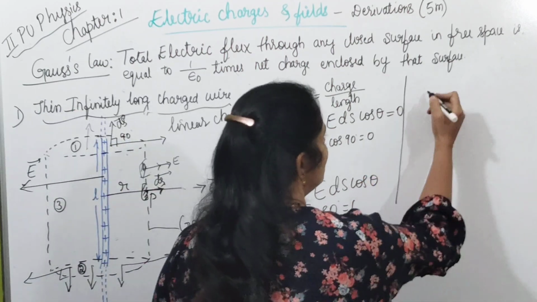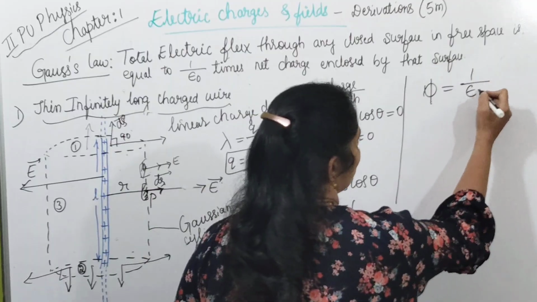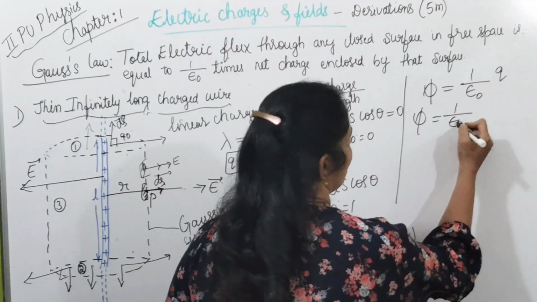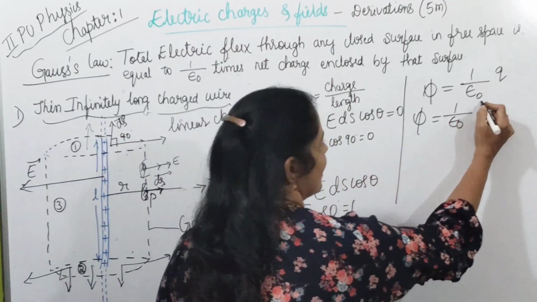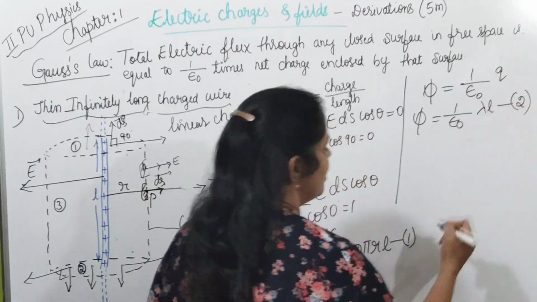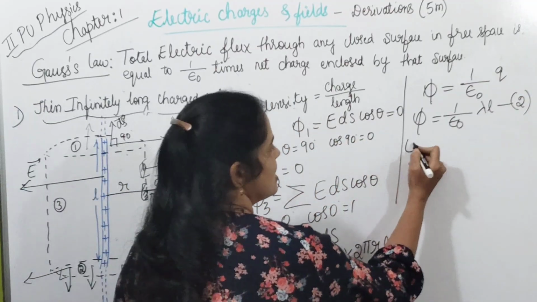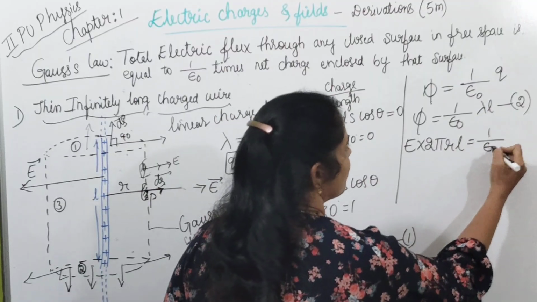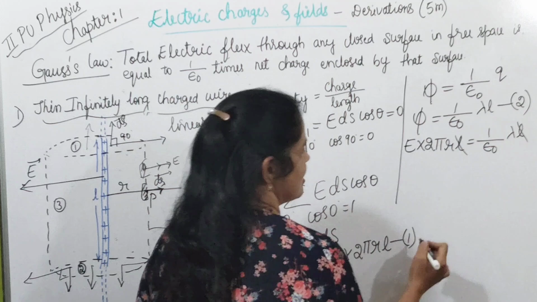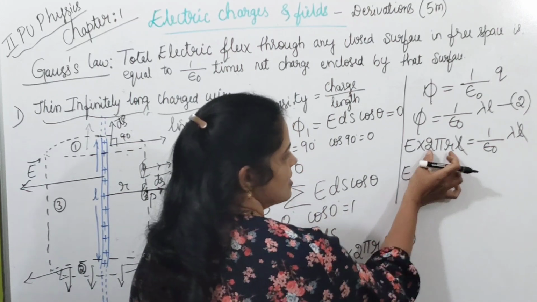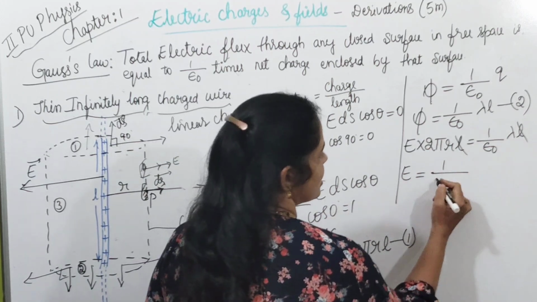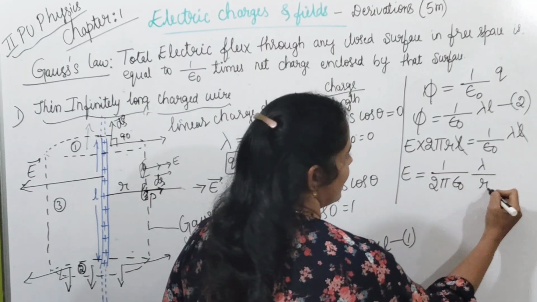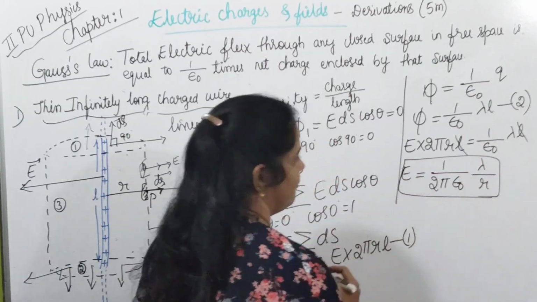Now let us use Gauss law. Gauss law says that flux is 1 over epsilon naught into Q, where Q is lambda L. Let me write this as equation 2. Now equate 1 and 2. So E into 2 pi r L is equal to 1 over epsilon naught lambda L. L and L cancel. Therefore, the electric field: this 2 pi r goes to the denominator, giving E equals lambda divided by 2 pi epsilon naught r.